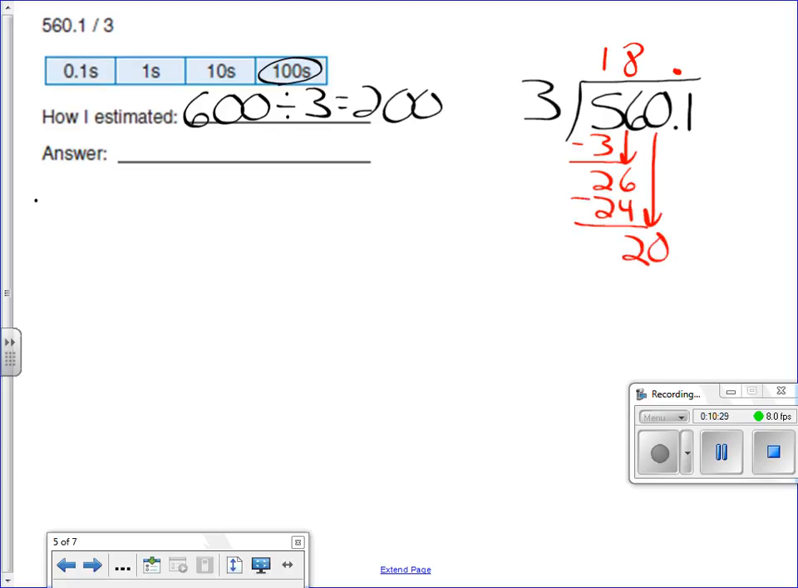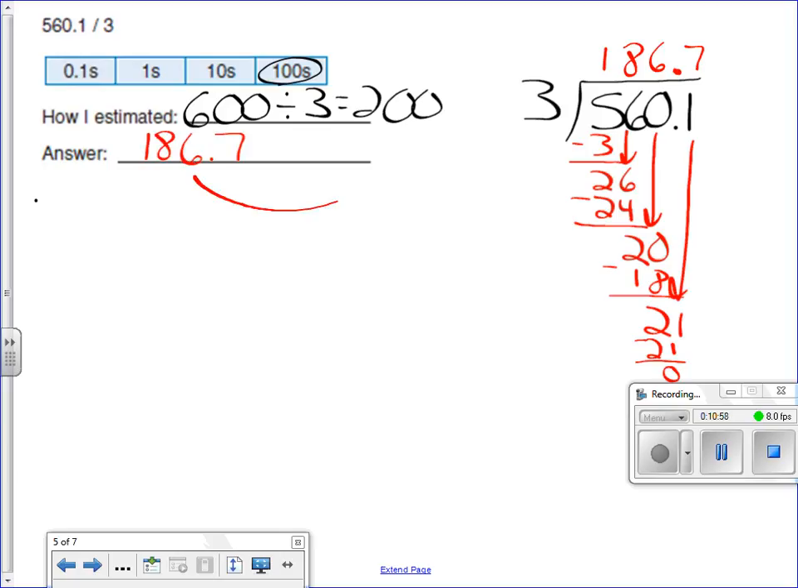Use my math skills again. How many times can 3 go into 20? 3 times 5 is 15. 3 times 6 is 18. 3 times 7 is 21, which is too high, so I'm going to have to put a 6 here. I have 18. Subtract. Got a 2. Bring down the 1. 3 goes into 21, exactly 7 times. Nice and easy. 21, subtract, we got a 0. Your answer is 186 7/10, which is not too far off from 200, so I know I'm correct.